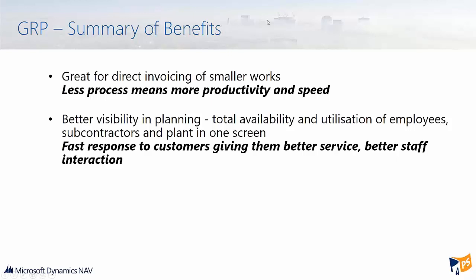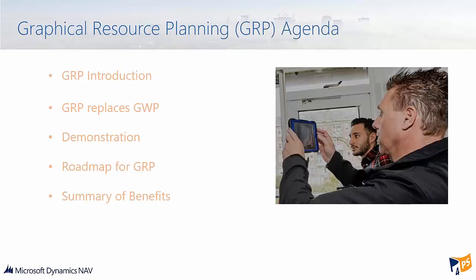Then there's better visibility in the planning, so you've got total availability and utilisation of all your employees, your subbies, and your plant. So if people are calling in, customers for example, that you're dealing with, and they want to know schedules, when people are going to be in certain places, you've got a big view of everything that's going on that's easily accessible, and you can make those calls to that customer, hopefully, a lot quicker than maybe you can at the moment. So essentially, you can see some of the things there that we think are the benefits of using the GRP.